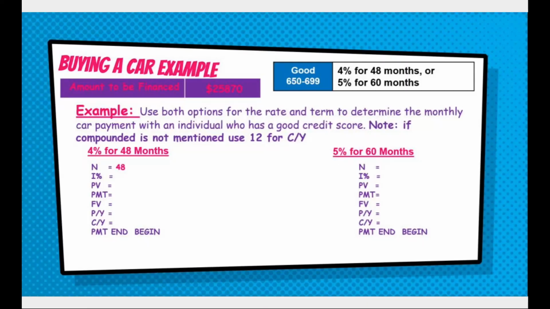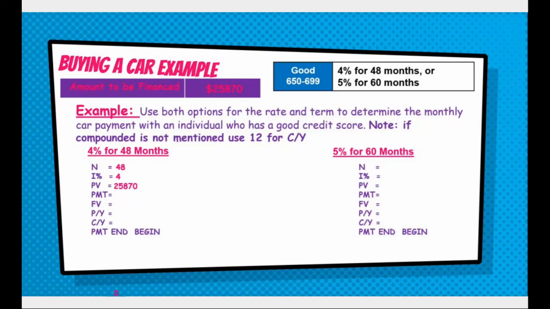But most of the things we've been told have said something like 4 years instead of 48 months. Anyways, this is given to us in months, so we don't need to do any type of conversion. Our interest rate for 4% is going to be just 4. Our present value is the amount to be financed.